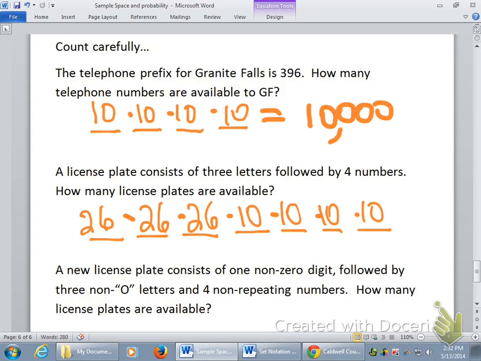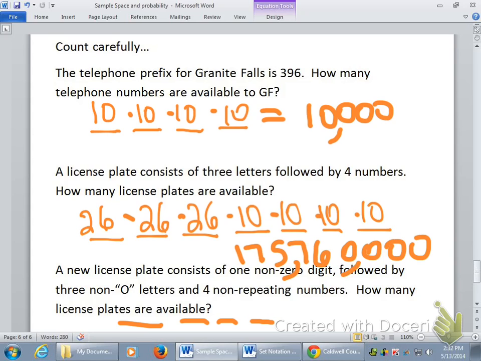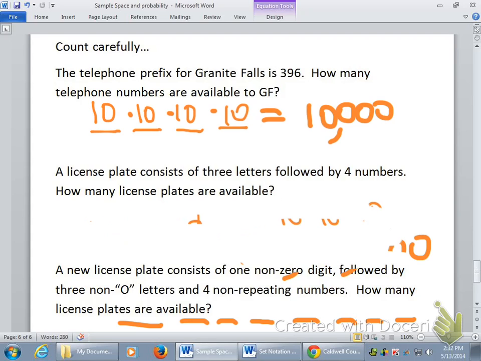Oh my. So somebody help me out. What does that E mean? Okay, this last one has a new license plate. It consists of a, what does it say? A 1 non-zero digit here, followed by 3 non-O letters, one here, here, and here, and then 4 non-repeating numbers. What kind of numbers am I going to fill in here? I'm going to have to get rid of this last one for some space.